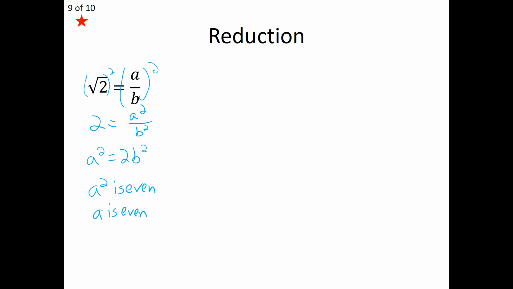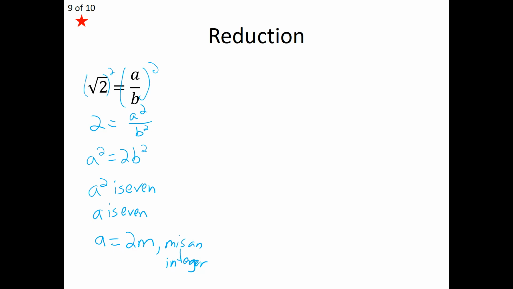Let's then go back to that basic fact that if there is an even number, it can be expressed as 2 times another integer. So since a is even, I can say let a equal 2 times some integer m, right? So m is an integer, because we have declared a to be even. Well, what does that mean for us?